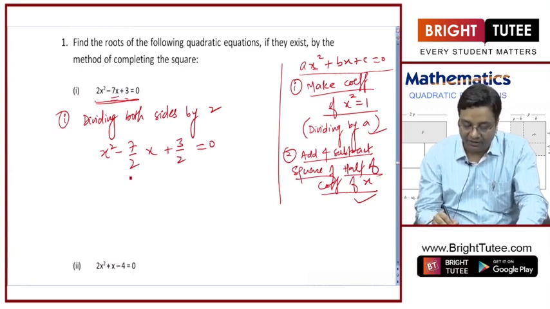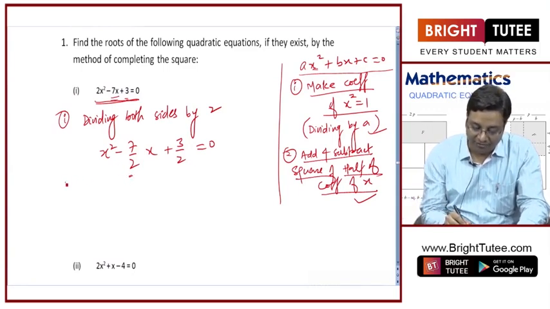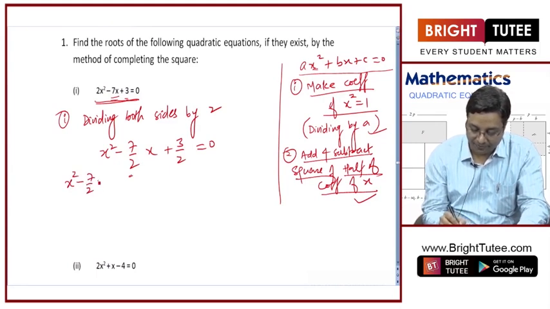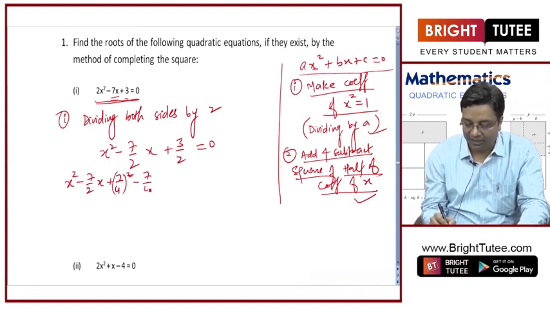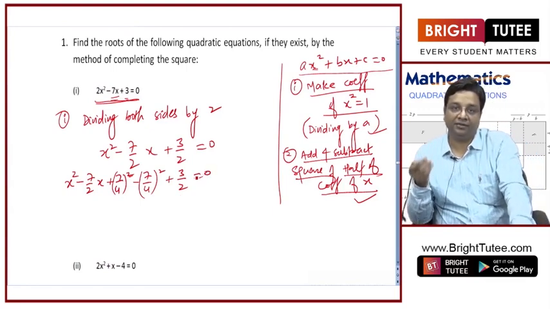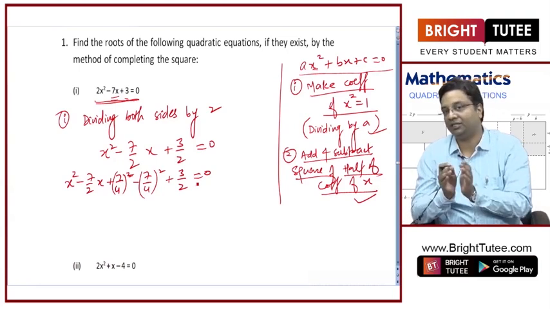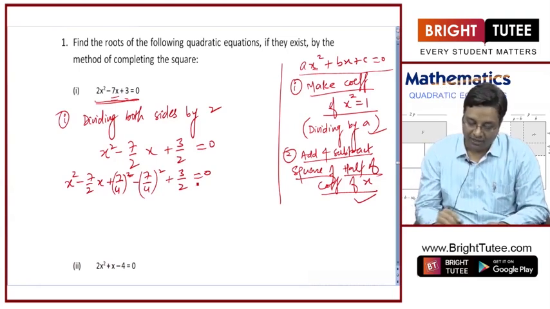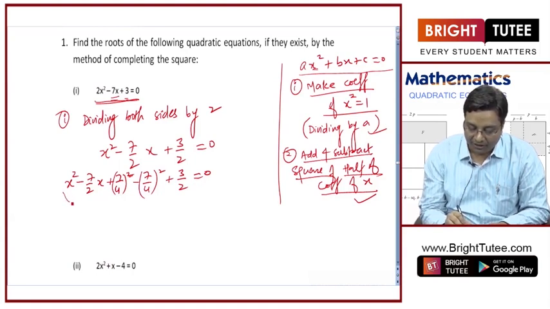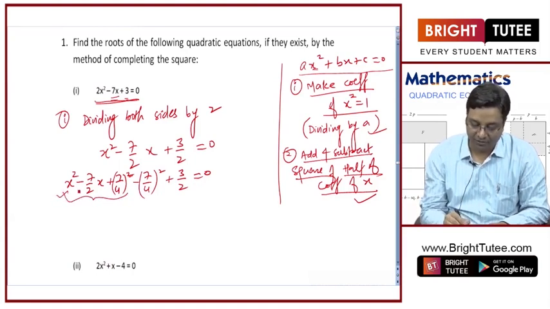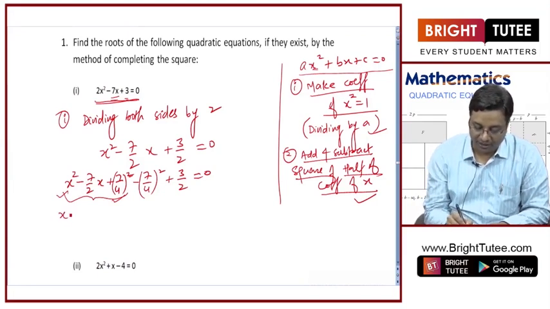What is the coefficient of x? It is 7 by 2. So I'll have to add the square of 7 by 4, and I need to subtract the same, because in an equation if I add something, I'll have to subtract the same amount to keep the equation intact in the original form. Okay, so now you see that this part has become a complete square, a square plus b square minus 2ab. Okay, so this is x minus 7 by 4 whole square.